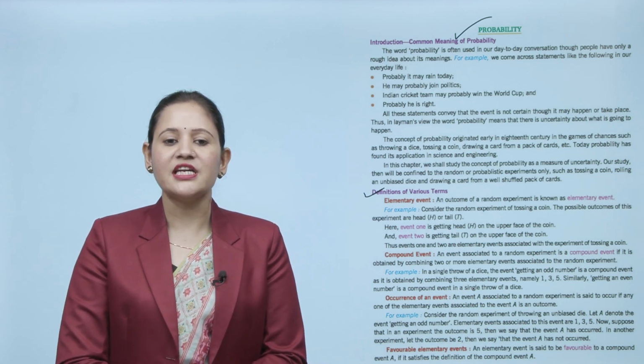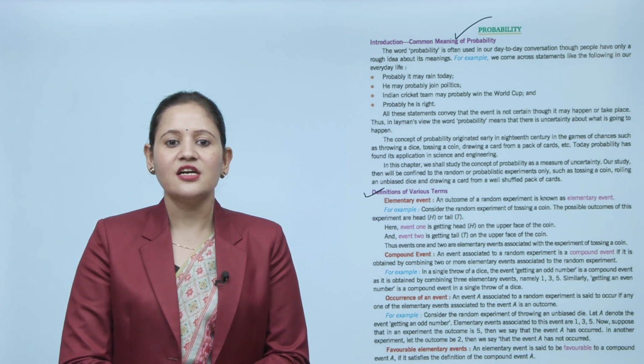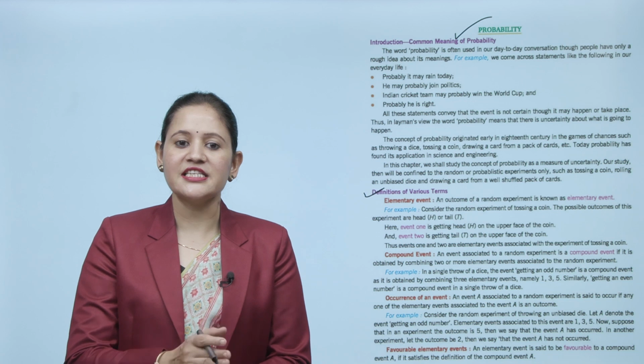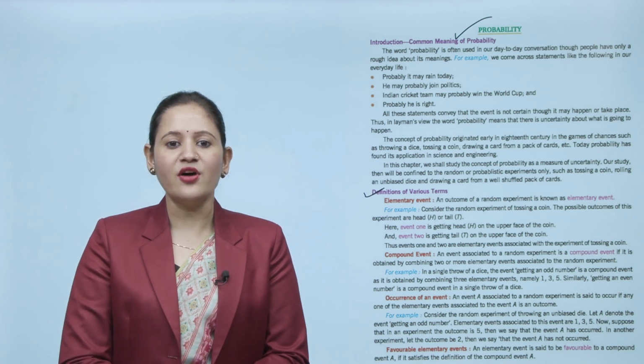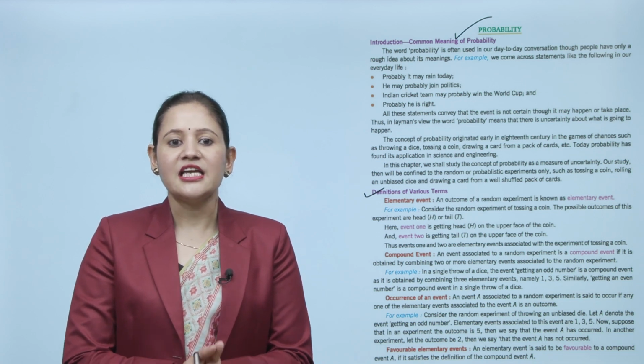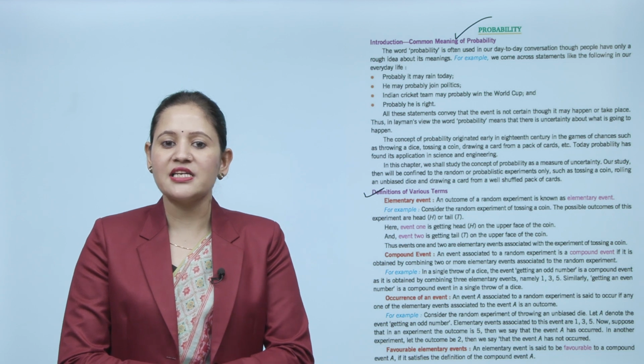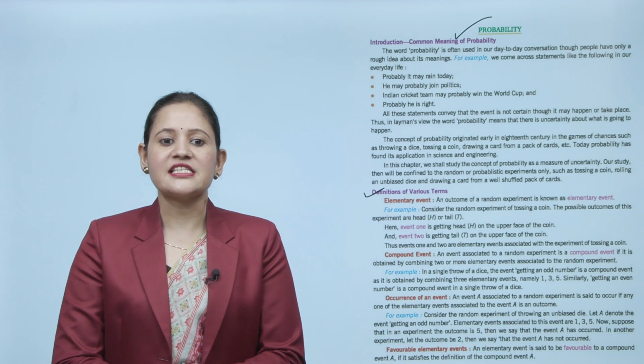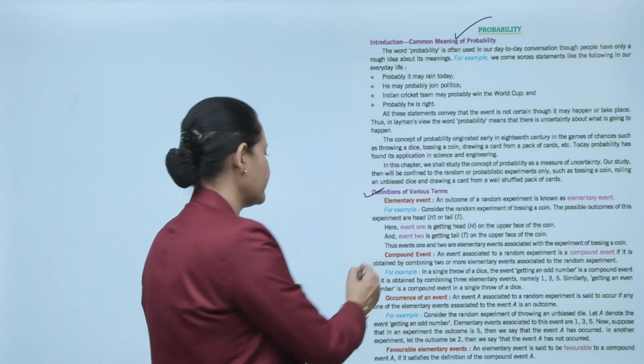Here event 1 is getting head H on the upper face of the coin and event 2 is getting tail on the upper face of the coin. Thus, events 1 and 2 are elementary events associated with the experiment of tossing the coin. Next is compound event.